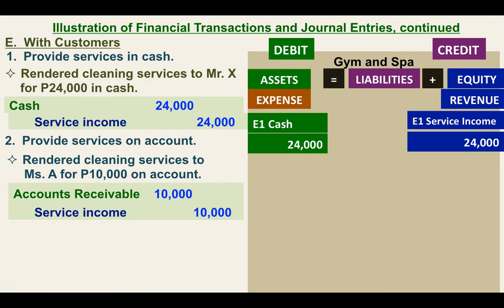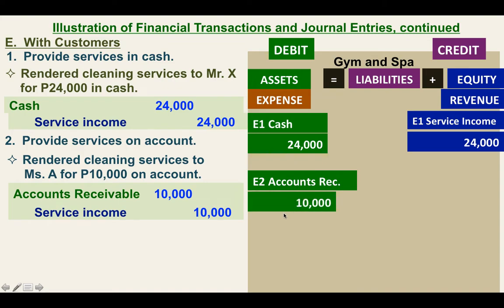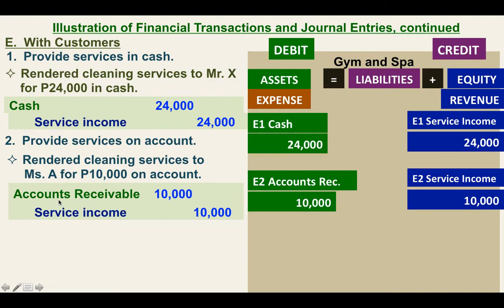Okay, so in this case, there is an increase in accounts receivable by 10,000 and an increase in service income of 10,000 because here there is a debit of accounts receivable, so meaning we are increasing the asset, and a credit to revenue, meaning we are increasing the revenue. Okay?